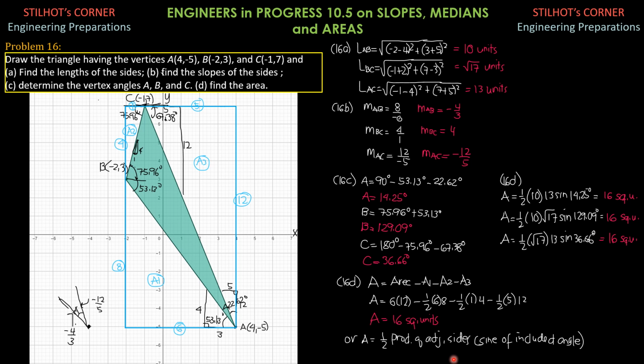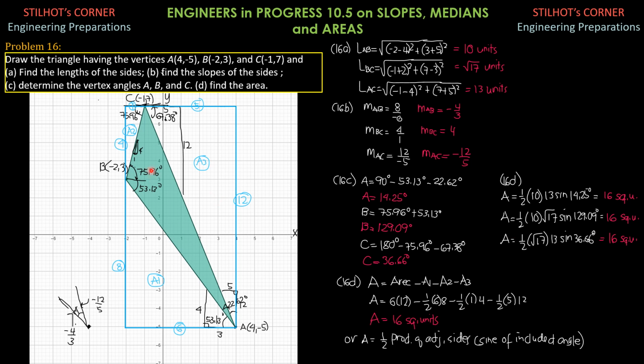The other way is we apply the area from trigonometry, one half the product of adjacent sides times the sine of the included angle. So it is one half the length of side BC, which is square root of 17 times, we apply this, and this is now the solution. So first, one half of AB times AC. AB is 10, AC is 13, then sine of angle A, which is 14.25 degrees. So it is 16 square units.